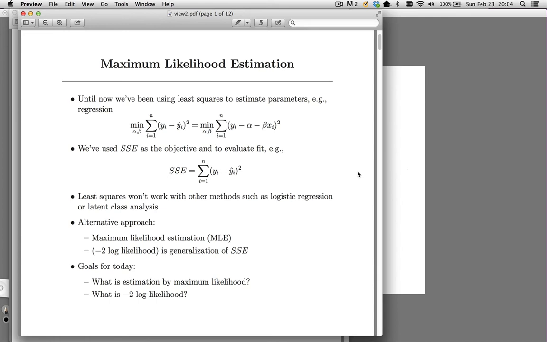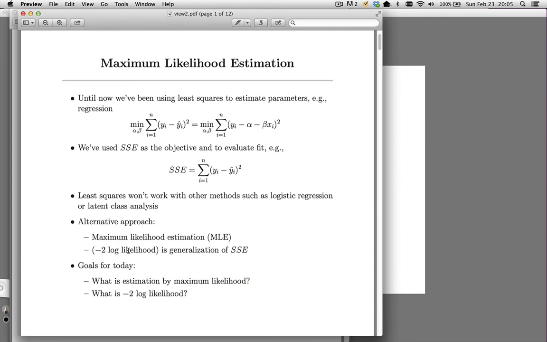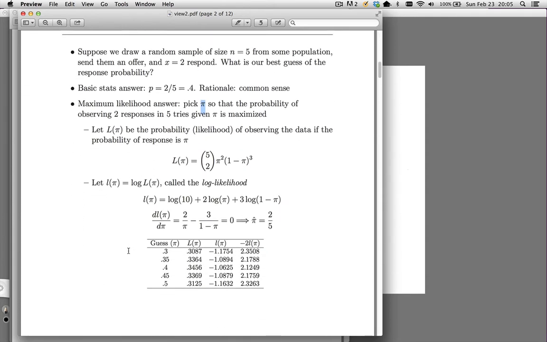So I want to give you a sense for what maximum likelihood does, and also teach you some of the vernacular that you'll see in logistic regression output and the output of many other procedures. So what exactly do we mean by a likelihood? What's negative 2 log likelihood? What's deviance? Those are the sorts of questions we'll answer in this lecture.